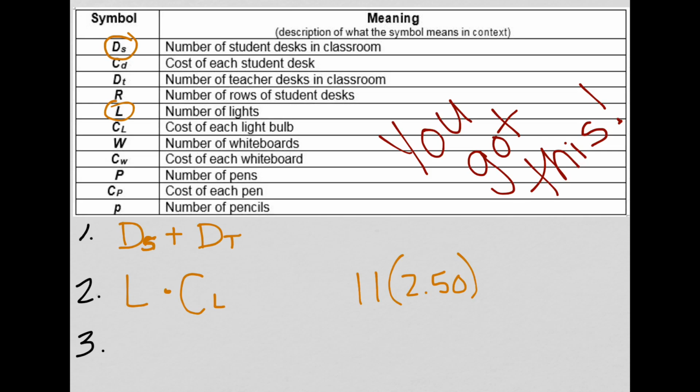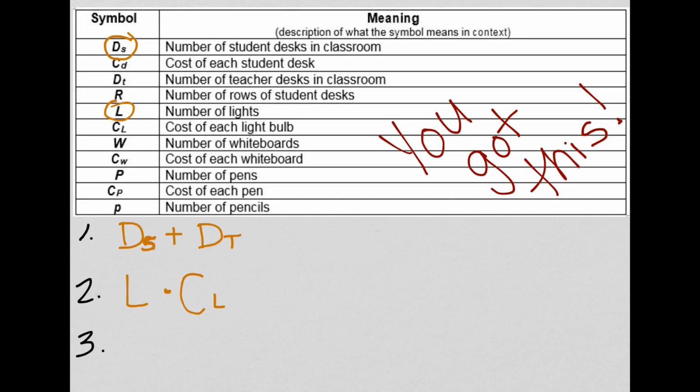Maybe somebody's not very careless and they only broke 2 lights. But maybe the cost of the light bulbs went up one year, and so now they cost $3.50. So you can see that this pattern is still the same. How many lights you need multiplied by the cost of each light bulb.